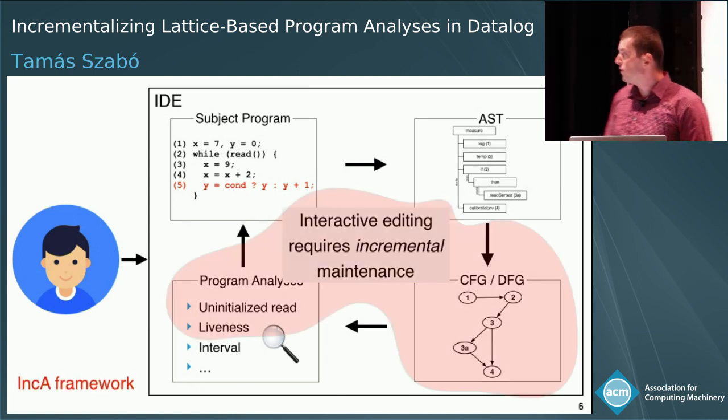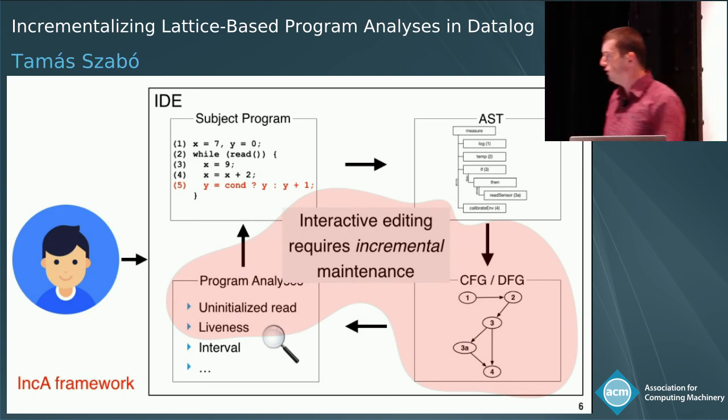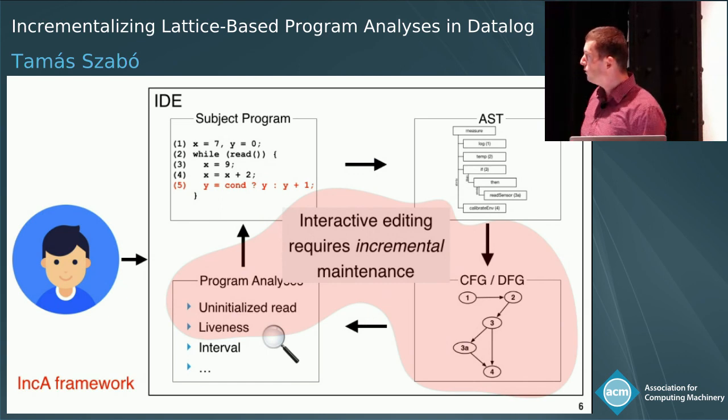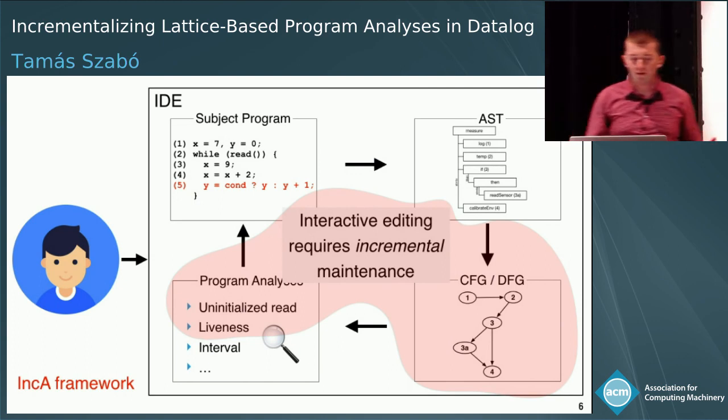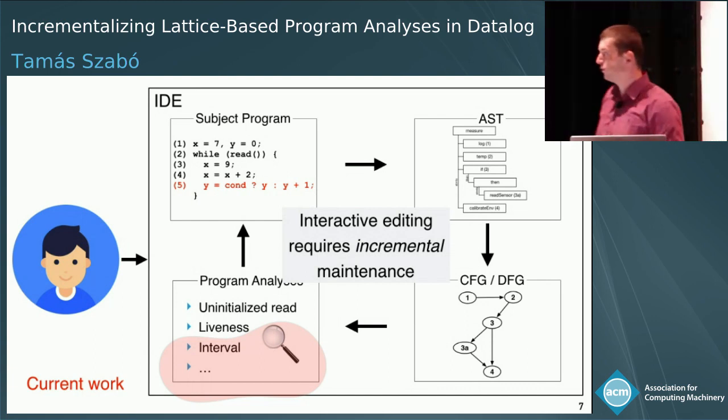Now, in prior work, we have already managed to tackle some of these components in this workflow. So for example, we built a static analysis framework called IncA, where we could already incrementalize the construction of the control flow graph, for example, and we could already encode different kinds of program analysis. I will go into details on what is actually the category of program analysis that we could encode, but the problem was that we could not encode all of the different kinds of program analysis that use custom lattices. And so this is the topic of the current work.